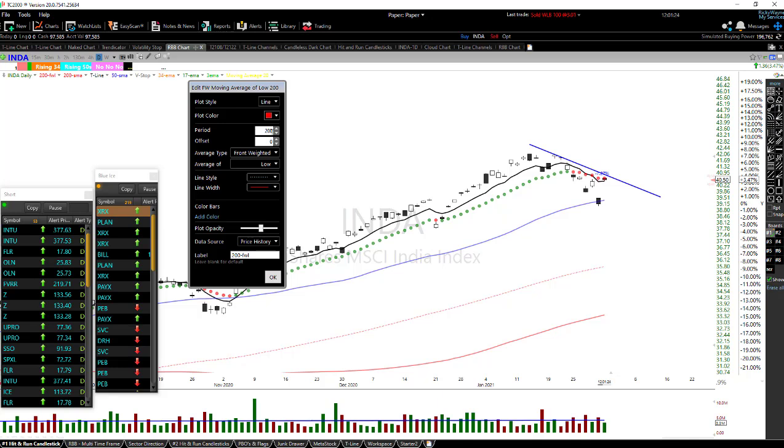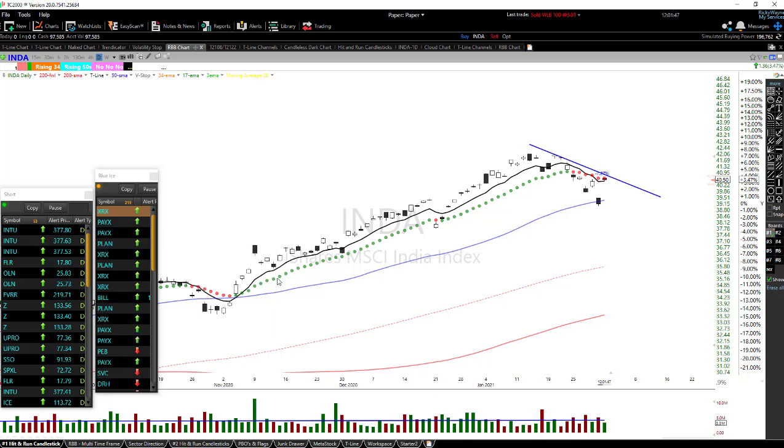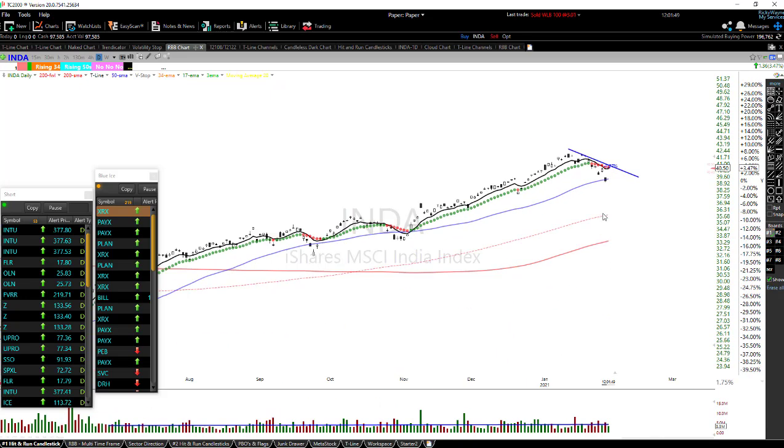It is the 200 period moving average, and the average type is front weighted, okay? As opposed to simple or exponential. It's front weighted, and it's the average of the low as opposed to last price or closing price. All right, so it's the low. That's all it is. So I use the dotted deuce, and then I use the 200 period right here.